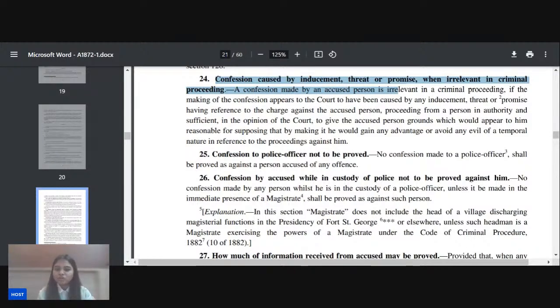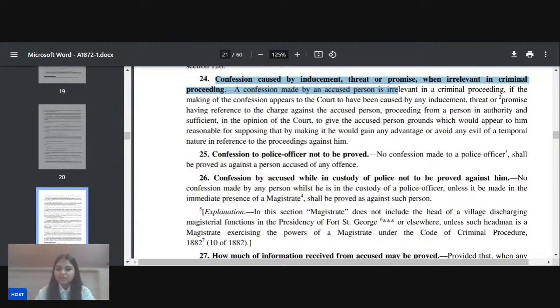Then this inducement, threat, or promise must, in the opinion of the court, be sufficient to give the accused grounds for supposing that he would gain any advantage or avoid any evil of a temporal nature in reference to the proceeding against him. In that case, those kinds of statements are irrelevant, if it appears to the court that they were caused by inducement, threat, or promise from a person in authority. So whenever you are giving a confession, it should be voluntary. It should not have been caused by inducement, threat, or promise.